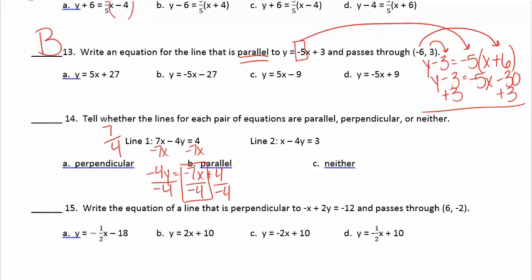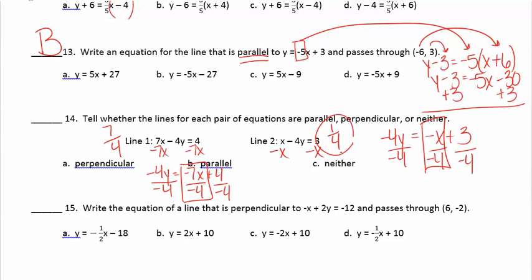If we go over to line 2, subtract x from both sides, we have negative 4y equals negative x plus 3. Divide everything by negative 4. And again, we're just focusing here, so there's really no sense to solve the whole problem out. That gives us a positive 1/4 for the slope. So if you compare 1/4 and 7/4, they're not the same and they're not opposite. So the answer would be C, neither.